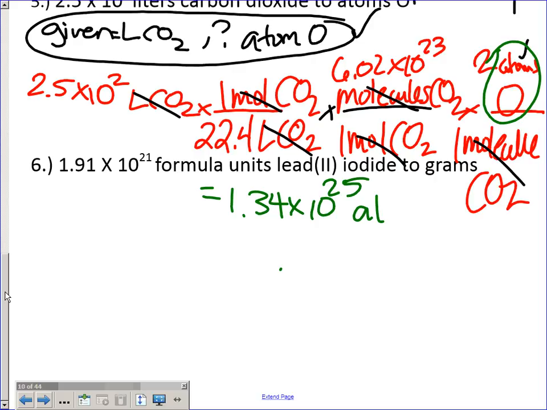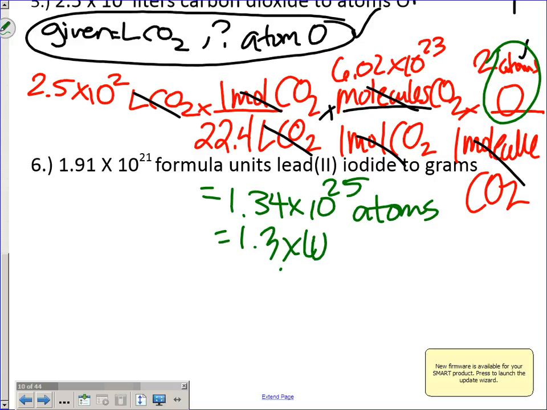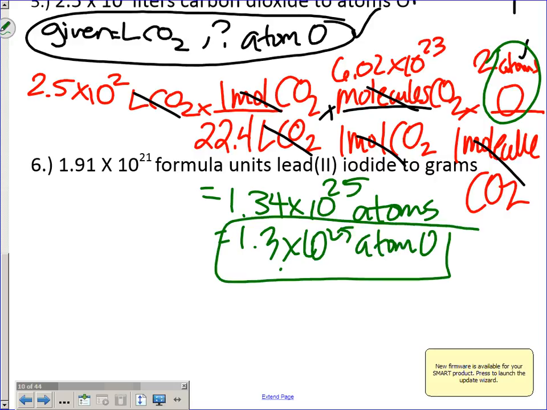Okay. And how many sig figs should be here? 2 sig figs, so what should I do with this number? This should be 1.3 times 10 to the 25th atoms of oxygen. Our board keeps cutting on and off, so you deal with it, yeah.